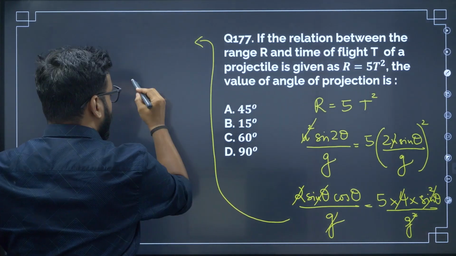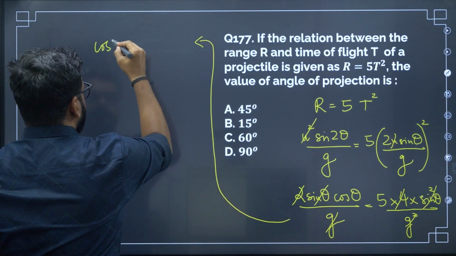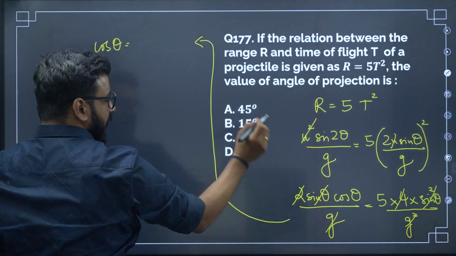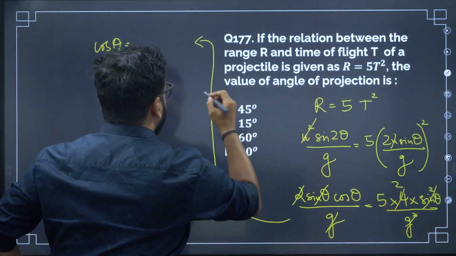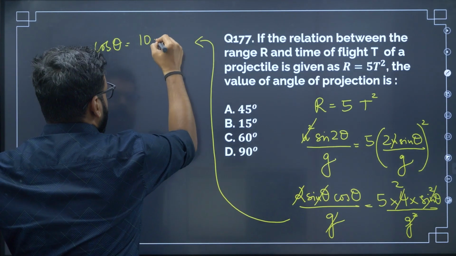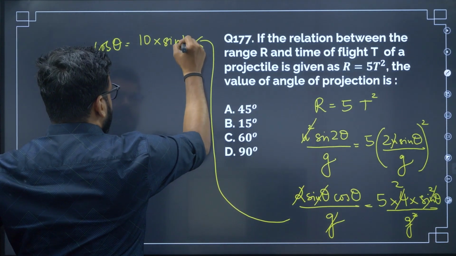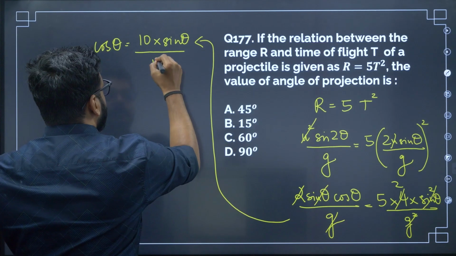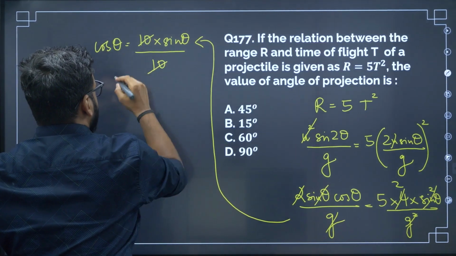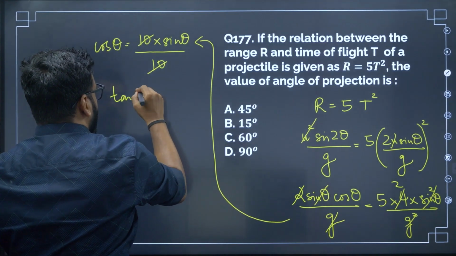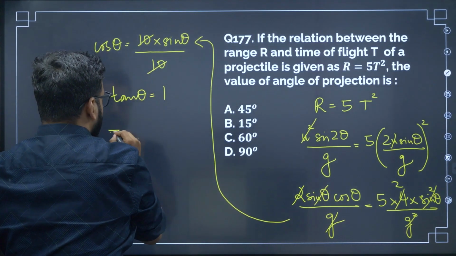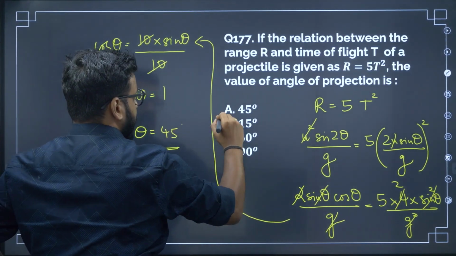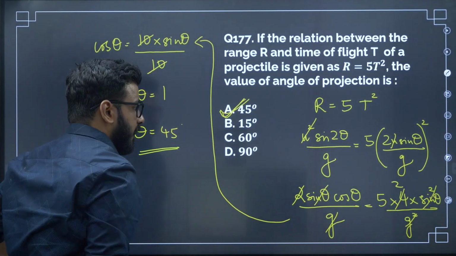Okay, so we have essentially cos theta is equal to 5 into 2, 10, into sine theta divided by 1, g is remaining here, so that is 10. So 10 cancels, tan theta is equal to 1, which implies theta is equal to 45 degrees. The correct answer is option A.